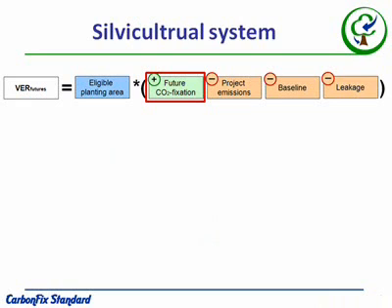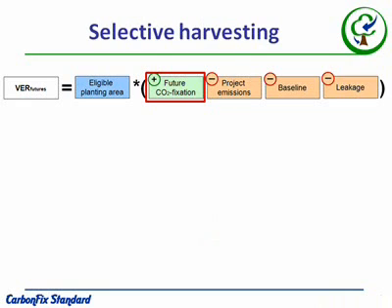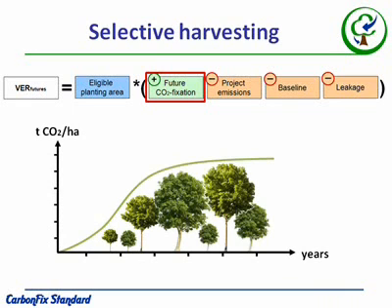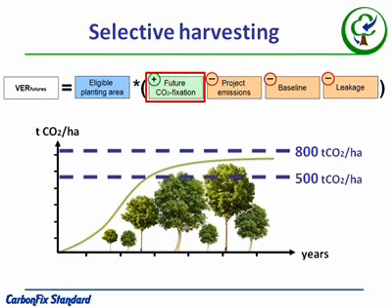are applying. The CarbonFix Standard distinguishes hereby between two systems, selective harvesting and rotation forestry. In the case of selective harvesting, your future CO2 fixation is determined by the amount of CO2 stored when the forest reaches its equilibrium. This normally depends on the maturation age of your trees and the amount of wood you will sustainably harvest. Using this type of silvicultural system, your future CO2 fixation normally ranges between 500 to 800 tons of CO2 per hectare.